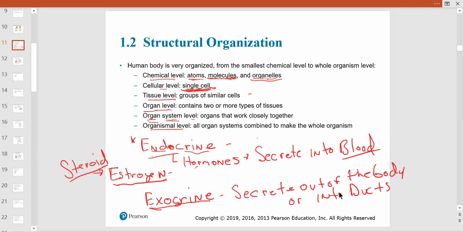Same thing with progesterone. So you have to kind of know that. Well, you will know that when we talk about chemistry, but I'm just introducing it now. So it's a steroid hormone, and all steroids are based on a molecule of cholesterol.